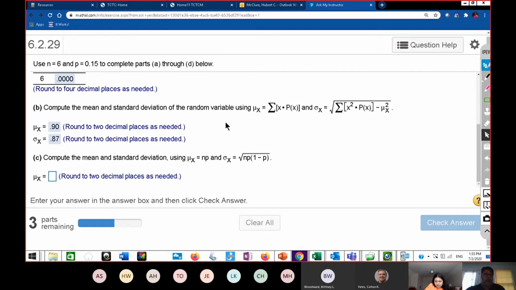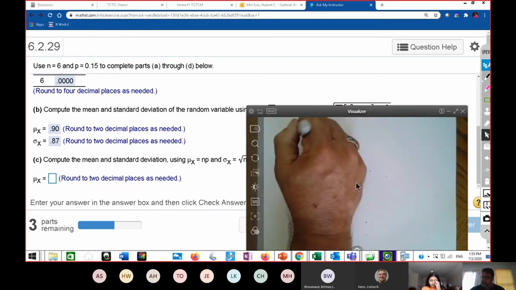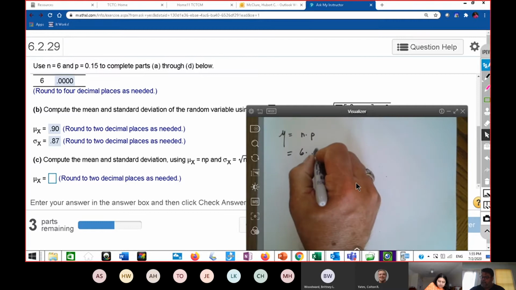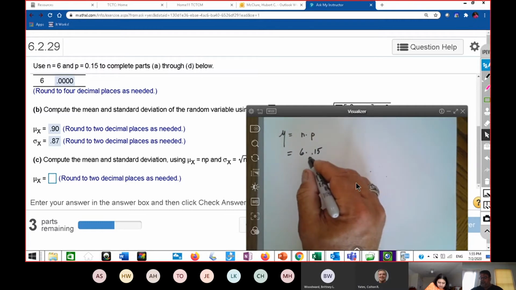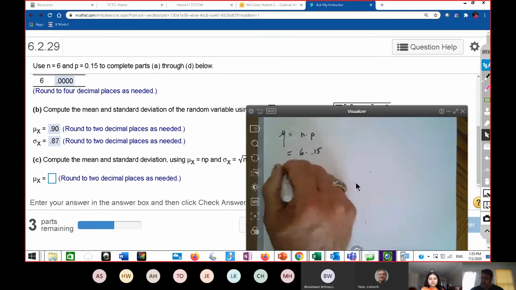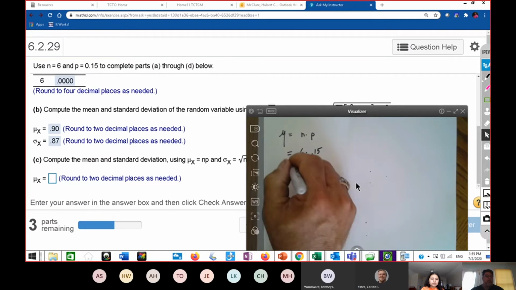Okay, so I'm going to take the top. They want us to compute the mean and standard deviation. We've got n and p, so the mean is equal to n times p, which is 6 times 0.15. Well, 10% is 0.6, so 5% would be 0.3, so that would be 0.9. Somebody check my math. Yeah, that's what I got. That's right.